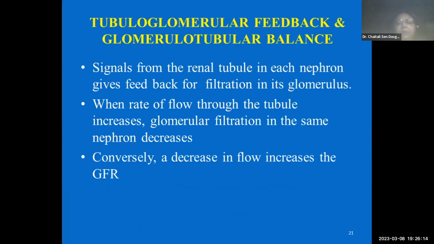Signals from the renal tubule in each nephron give feedback for filtration in its glomerulus, and when the rate of flow through the tubule increases, glomerular filtration in the same nephron decreases. So there is a mutual relationship between the two. Conversely, a decrease in flow increases the GFR.